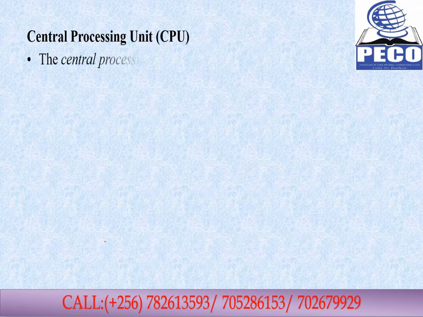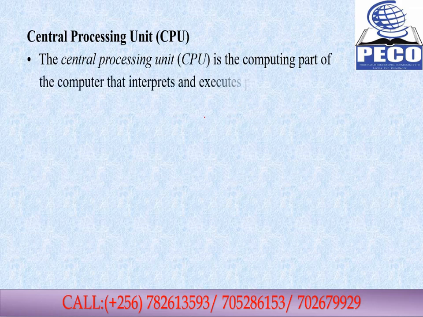Now, when we talk again of the central processing unit, we say the central processing unit is the computing part of the computer that interprets and executes program instructions. To interpret is to make instructions clear to other components, and to execute is to process or to work upon those instructions.